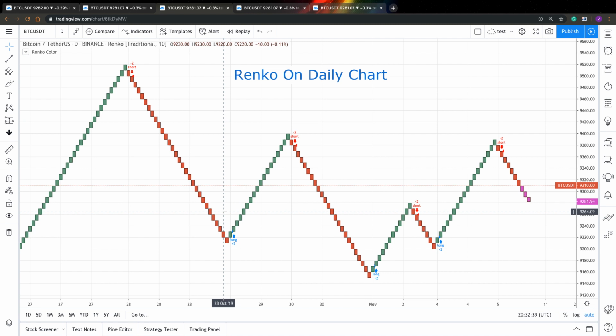So please try to avoid Renko charts and strategies on Renko charts. You can use Renko to analyze stocks, to analyze your chart, but try not to apply any strategies to Renko charts. It won't work.